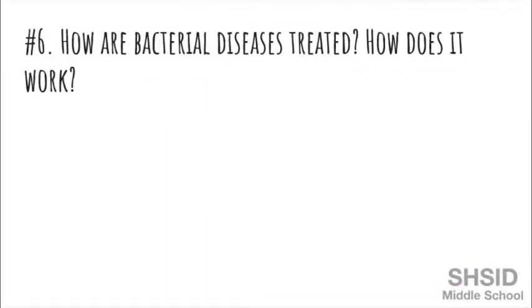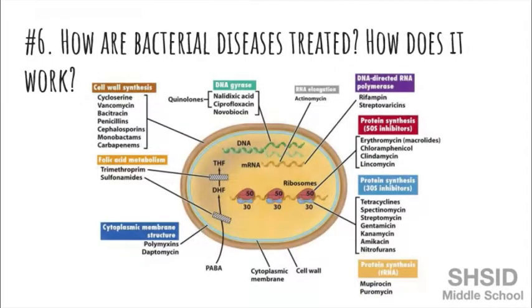Number 6, how are bacterial diseases treated and how does this work? Remember that bacterial diseases are treated using antibiotics. And those work in many different ways, but the main idea is they pick one part of the bacterial cell and then they attack it. They have to pick a part that is specifically bacterial so that they don't accidentally attack our cells, right? You want to make sure it attacks bacterial DNA, bacterial ribosomes, bacterial cell walls, so on and so forth.